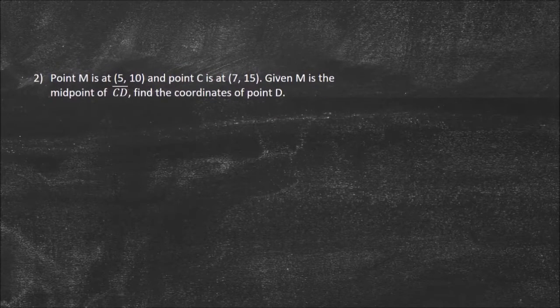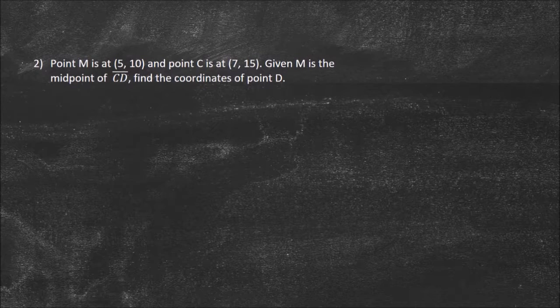So point M is at (5, 10), point C is at (7, 15). Given that M is the midpoint of the line segment CD, find the coordinates of point D. So here I see we're given something a little bit different. This is a bit of a challenging problem. So again, I recommend you start with drawing the coordinate plane and getting an understanding of what I'm working with, what does this look like.